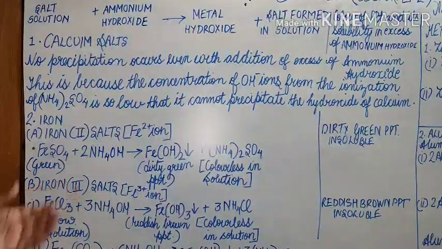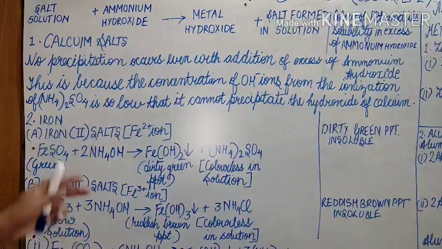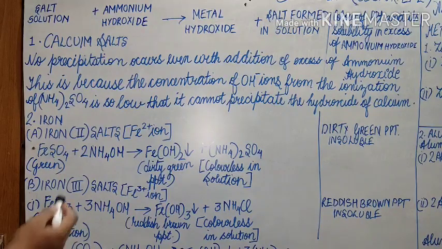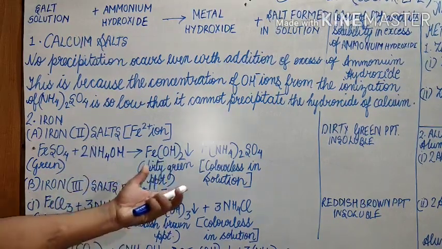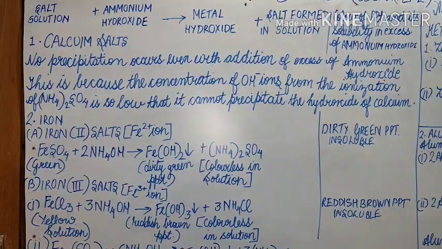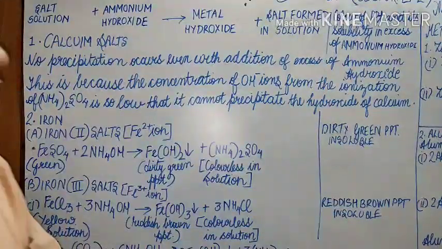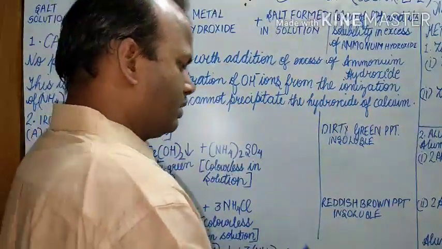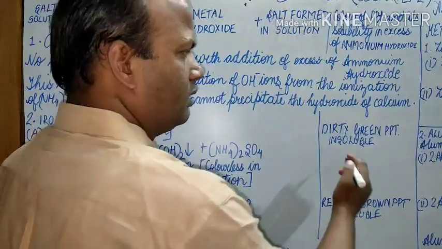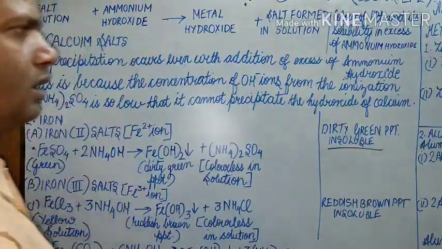So iron, and in this part I would like to explain one thing. See, iron plus NH4OH gives a dirty green precipitate, it's Fe2+, and we get a colorless solution. Now we add in excess, we get a dirty green precipitate, insoluble. So this is the part which we need to cram, that in excess it gives insoluble.